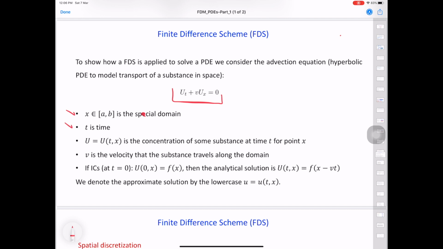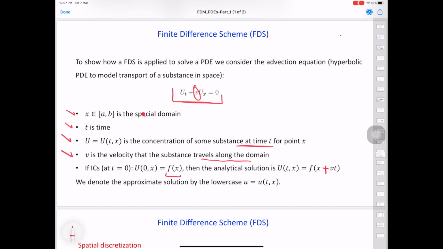So u sub t is the time derivative of the concentration of some substance at time t, and u sub x is the space derivative. So u(t,x) is the concentration of some substance at time t for point x in space. And v is the velocity at which the substance travels along the space domain x. So if the initial condition, which means at time t equal to 0, the solution is given at any point x in space as f(x), then the analytical solution is simply f of x plus v times t.